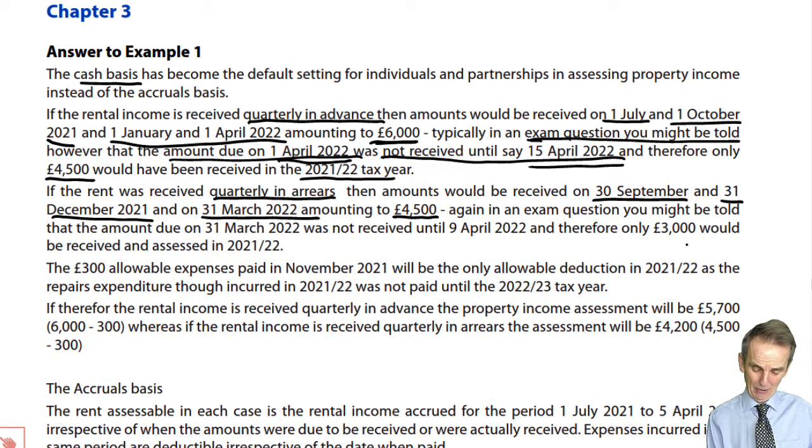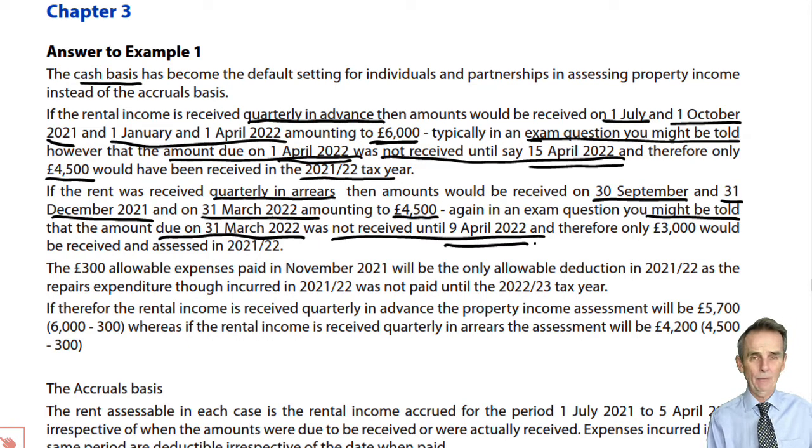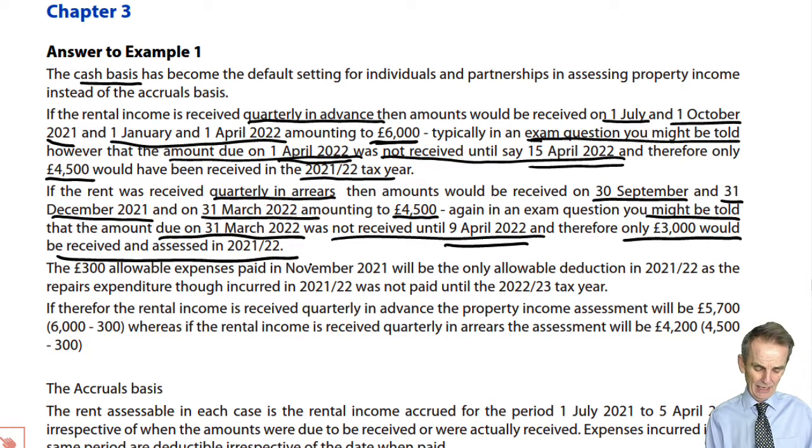Again, in an exam question, you might be told, as it said here, the amount due just before the end of the tax year, 31st of March 22 there, was not received until the 9th of April. That's after the 5th of April, and that therefore puts it into the 22/23 tax year. So only two of those quarterly payments would actually have been received, so only £3,000 would be received and therefore assessed in 21/22.